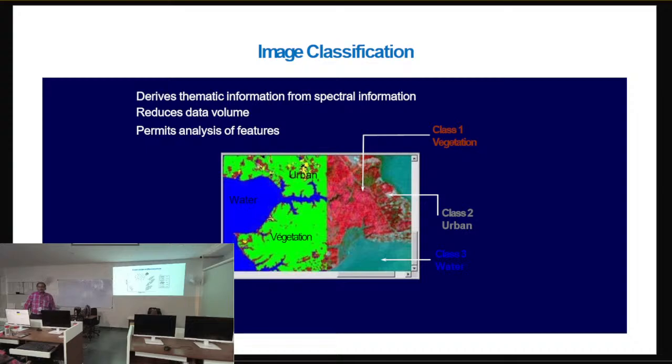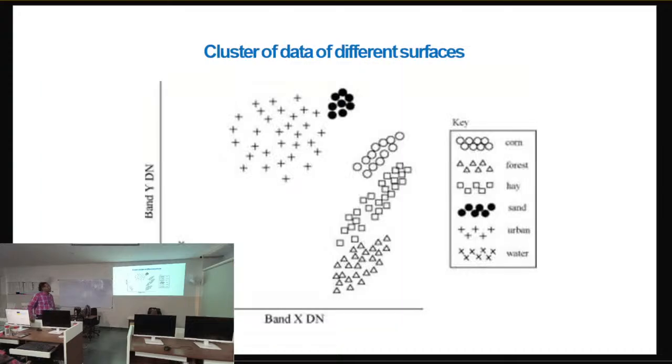Here, as you are seeing, there are clusters of data from different surfaces. There are six classes: corn, forest, hay, sand, and so on. All these classes have been arranged as clusters. There is a band X and band Y. If I draw a line from here and a line from here, the signature of the corn is somewhere here. The cluster of the corn is here. Like this, different signatures will form different clusters in the feature space, which will be utilized for doing the classification of the features inside an image.